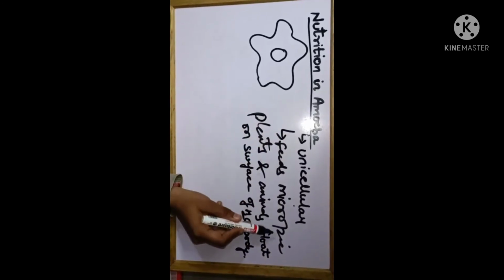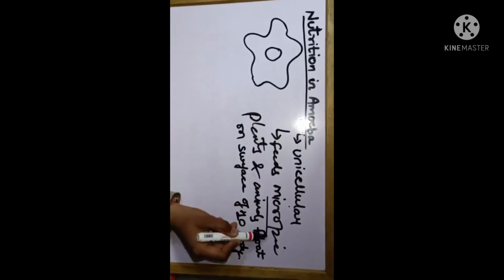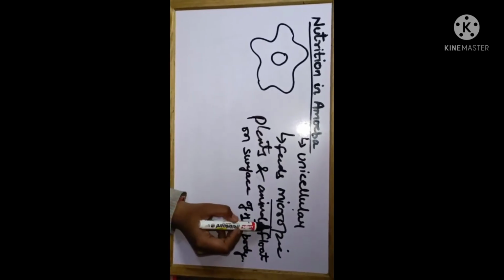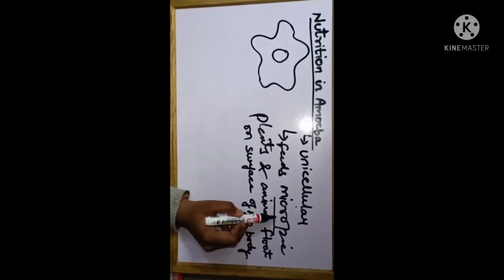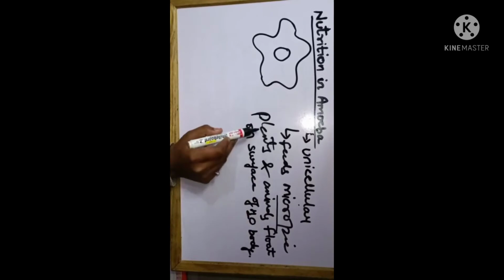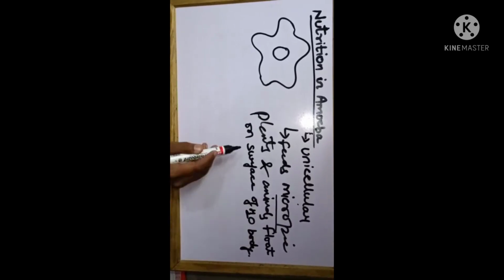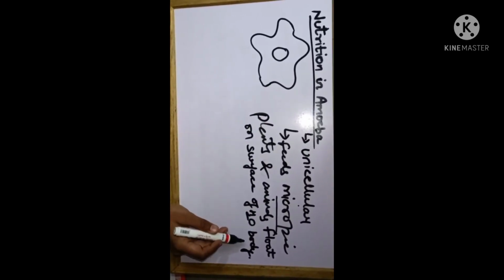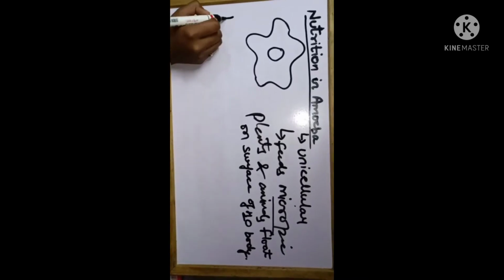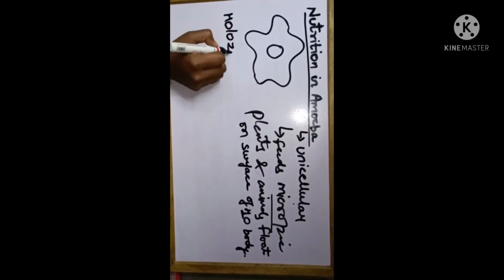Amoeba feeds on microscopic organisms. Microscopic organisms are those organisms which are seen with the help of a microscope. So amoeba feeds on microscopic plants and animals which float on the surface of a water body. The mode of nutrition amoeba undergoes is holozoic.